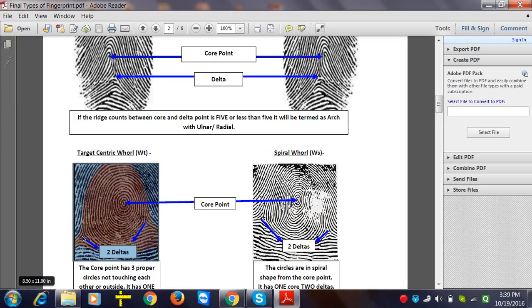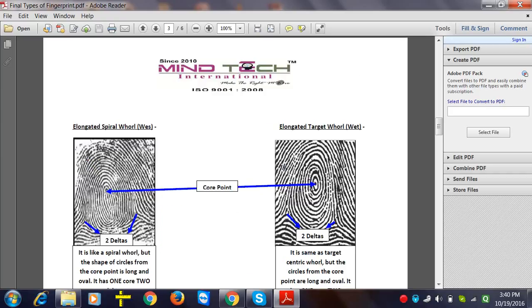We count from both the sides. For example, if I count from here till here, the line count comes 15. And if I count from here till here, the line count comes 10. So we'll put 15 into the system. Whichever the maximum value is, we'll put it in the system. In spiral whorl, we'll count from both the sides again, same. Whichever the maximum value comes, you'll put it into the system.